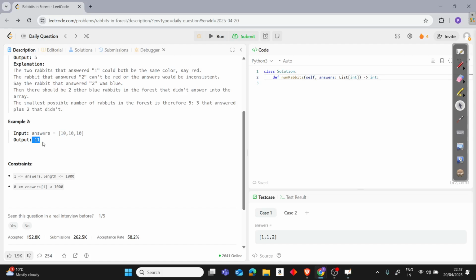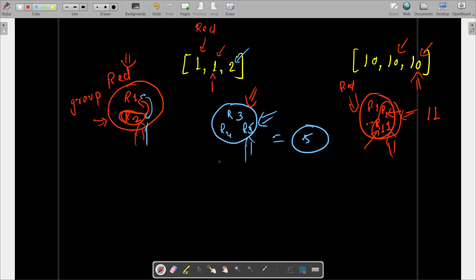Correct? You can see, this is a greedy approach that we have to consider here. So there is nothing like brute force or anything. There can be other ways as well. But the most greedy that comes to mind is to have a hash map, because we need the frequency count. For example, let's consider example 1 again. So 1 occurs twice, okay, so two rabbits said 1, and 2 occurs once, correct?